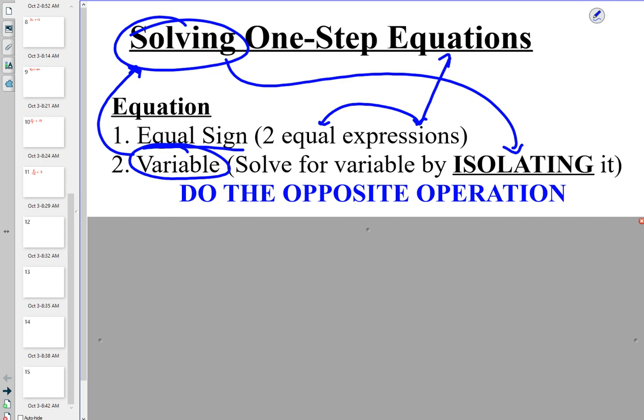So how do we isolate? How do we solve? Well, we do the opposite operation. You have to identify, in order to get a variable by itself and isolate it, I have to cancel out all the numbers that are around it. I do this by doing the opposite operation. How do you cancel out adding? You subtract. How do you cancel out multiplying? You divide. How do you cancel out an exponent?